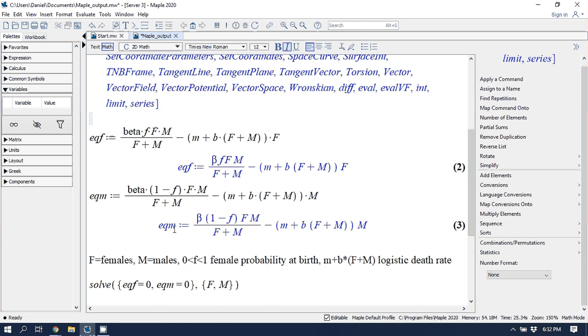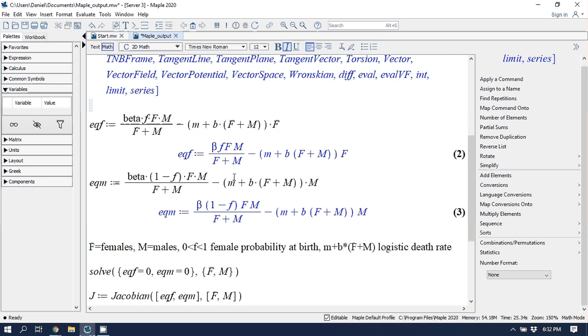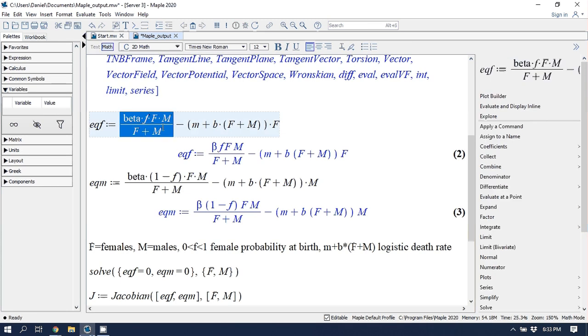I just want to point out the meaning of the variables again so that we can follow through with our analysis. So beta, the birth rate per capita, or per pair if you want, because this is a 2-sex model. This quantity fm over f plus m will be like the mating function, and by f I will denote the probability of a female newborn. So that's very important to keep in mind, because again, Maple will not know the conditions you already established on these parameters, right?